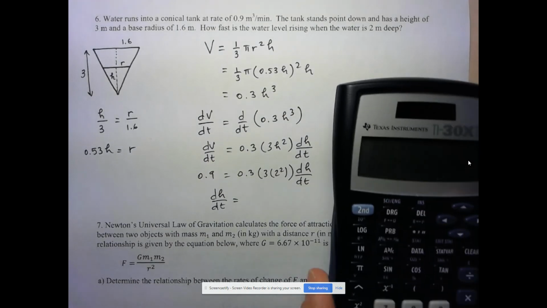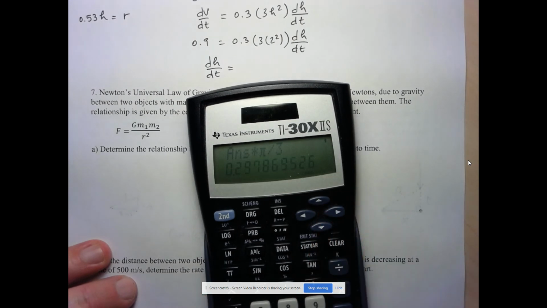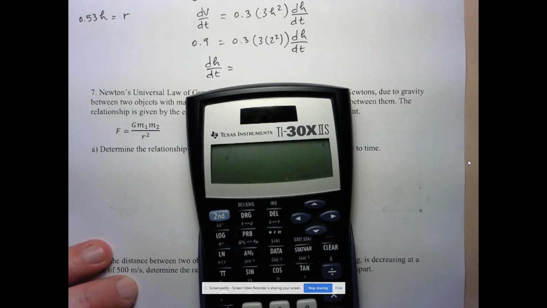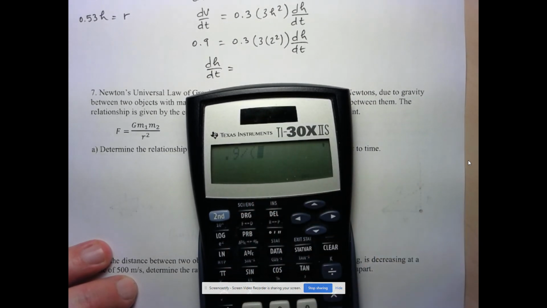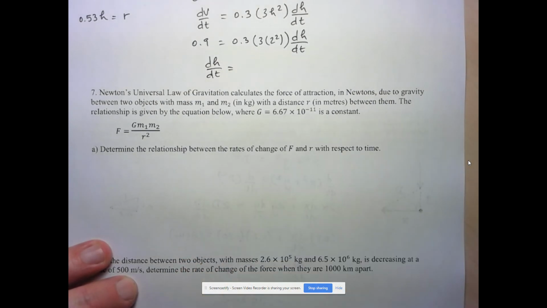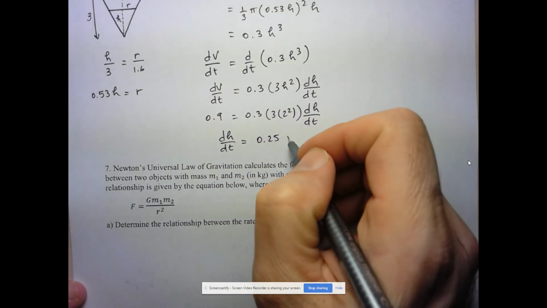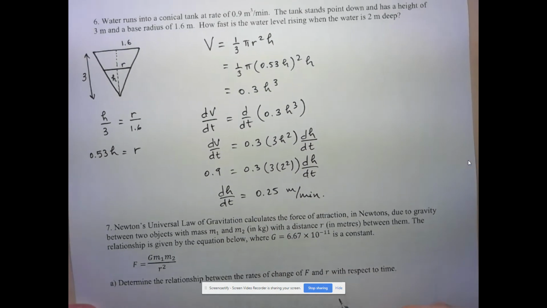So let's see what we have here. Actually, let's just start over. I have 0.9, and I'm going to be dividing it by, and open up some brackets, 0.3 times 3 times 4. And it looks like it's 0.25. So the height of the water is increasing at 0.25 meters per minute, since those were the units that were being used.